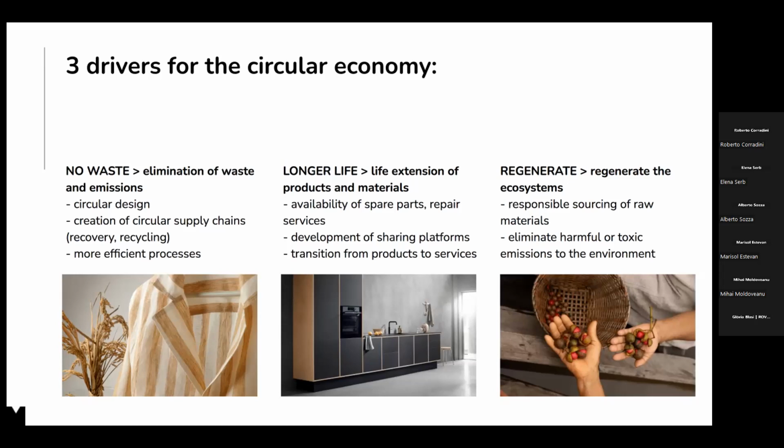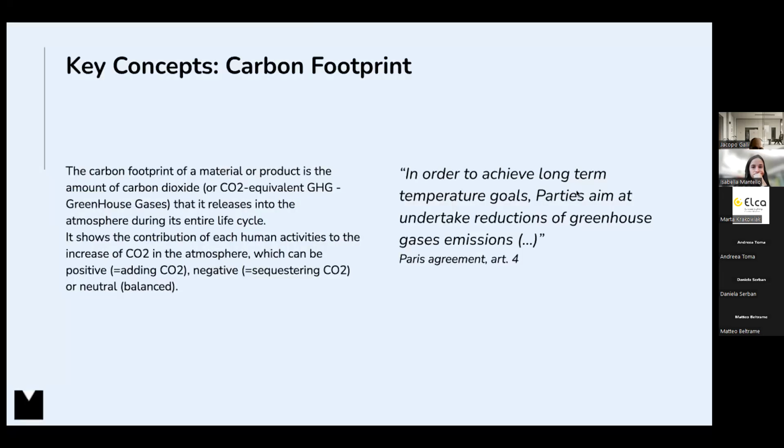And then the third step is regenerate. So regenerate the ecosystems where we will take resources from. So this affects the responsible sources of raw materials, elimination of harmful or toxic emissions to the environment. Clearly, all these areas are in many cases driven by regulations, by general regulations. You know this better than me, but companies can do more than the minimum requirements given by regulation. So do more than what's mandatory.